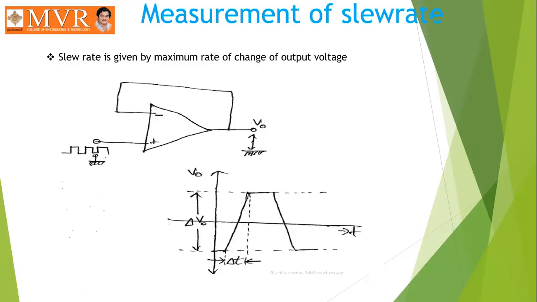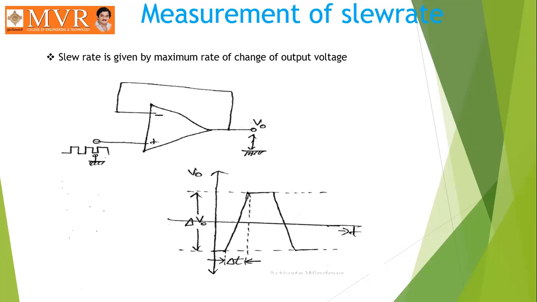And next, measurement of slew rate. Slew rate is nothing but the maximum rate of change of output voltage, which is given by S is equal to the change in output voltage divided by the change with respect to time.